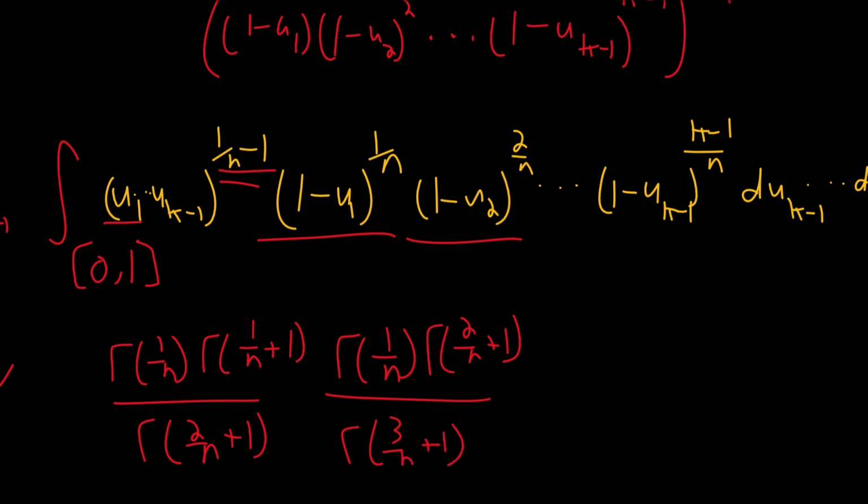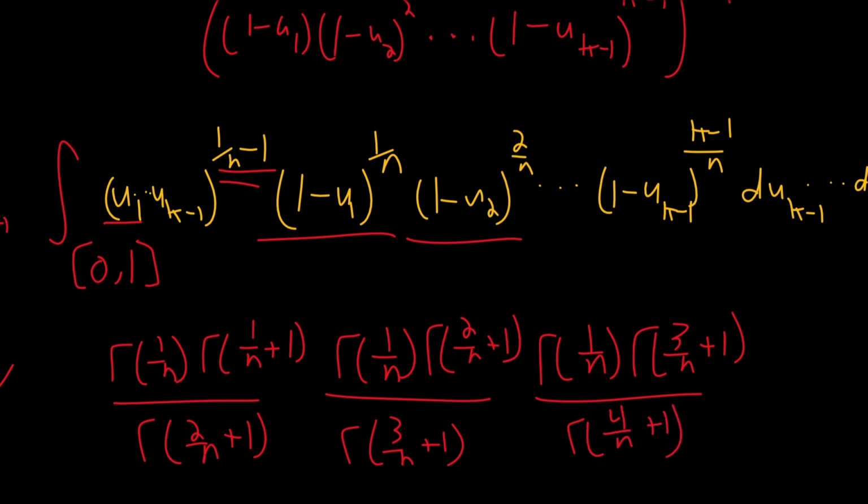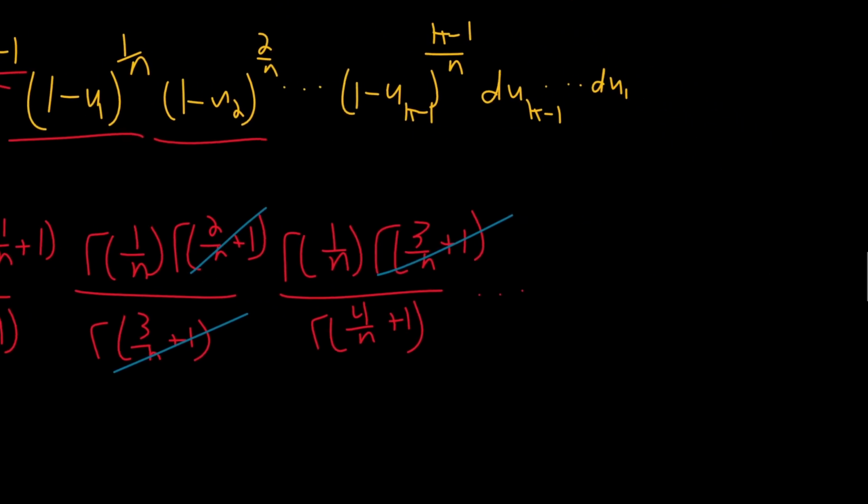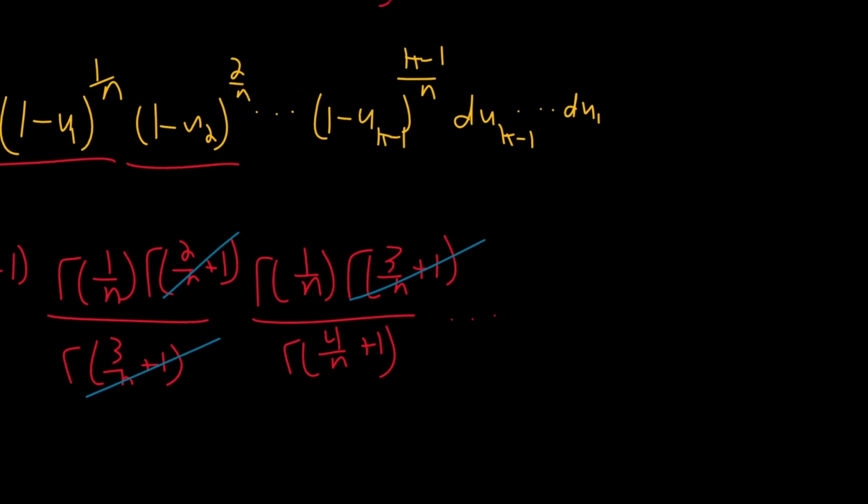And you'll see here, actually I'll write one more, then you can kind of see the pattern start to emerge. So we have gamma of 1 over n, and then gamma of 3 over n plus 1 over gamma of 4 over n plus 1, ... And what you'll see here is that these terms start to cancel. That cancels with that, and that cancels with that right there. So at the very end of all of this, what are we left with? If we evaluate the k minus 1th integral, what are we left with?